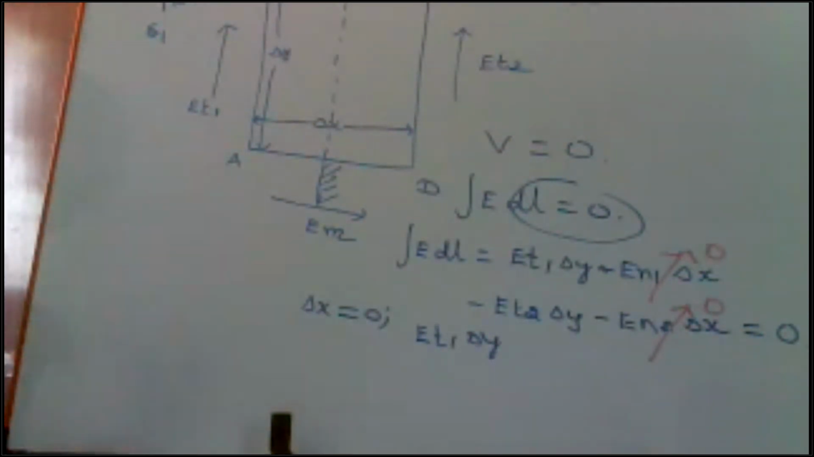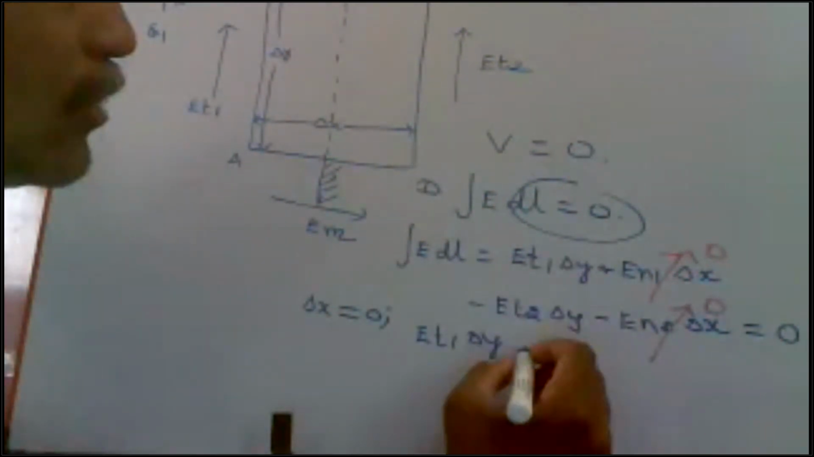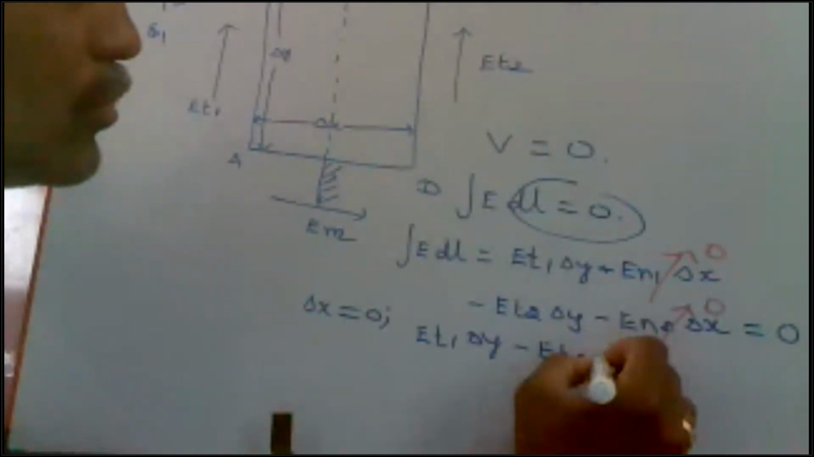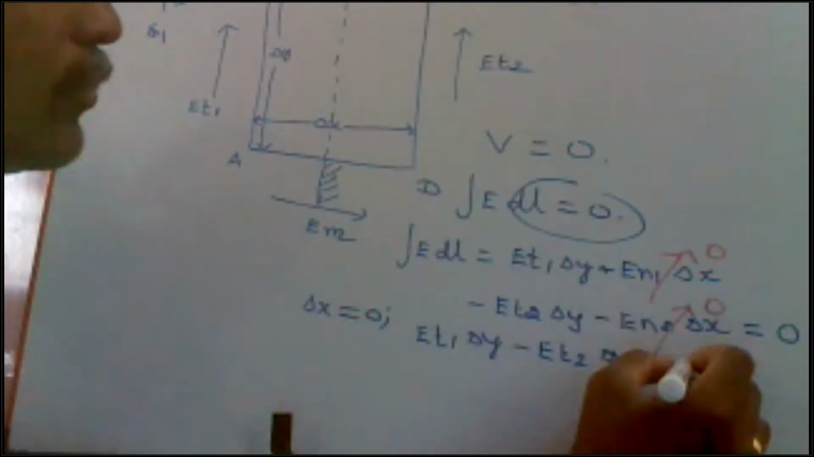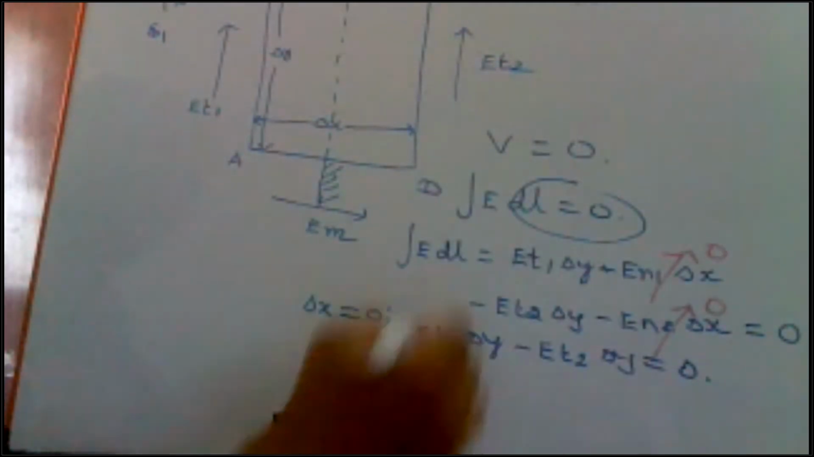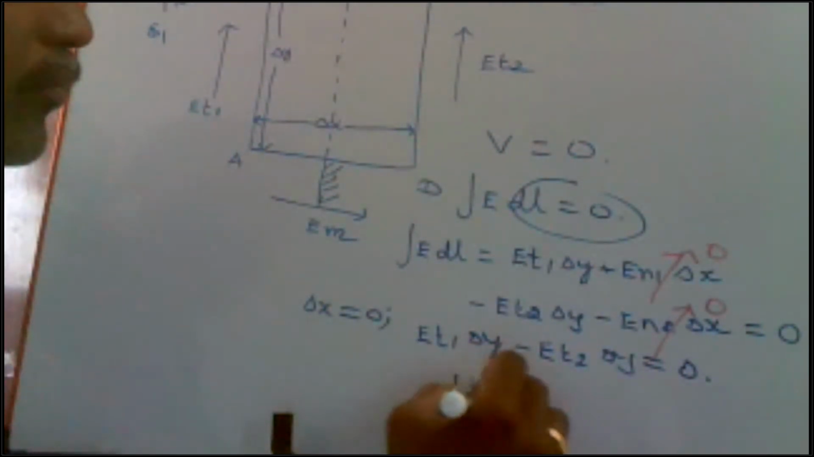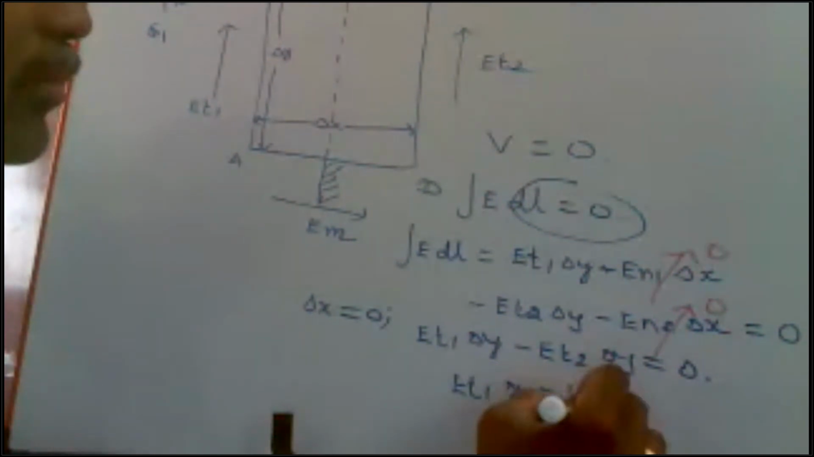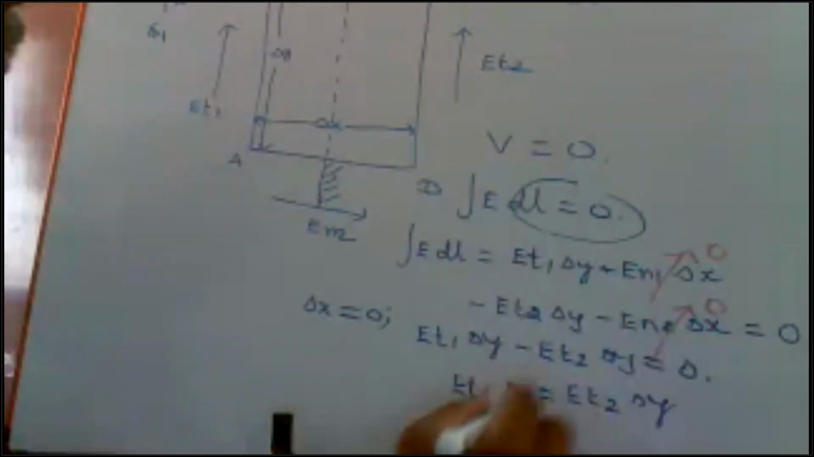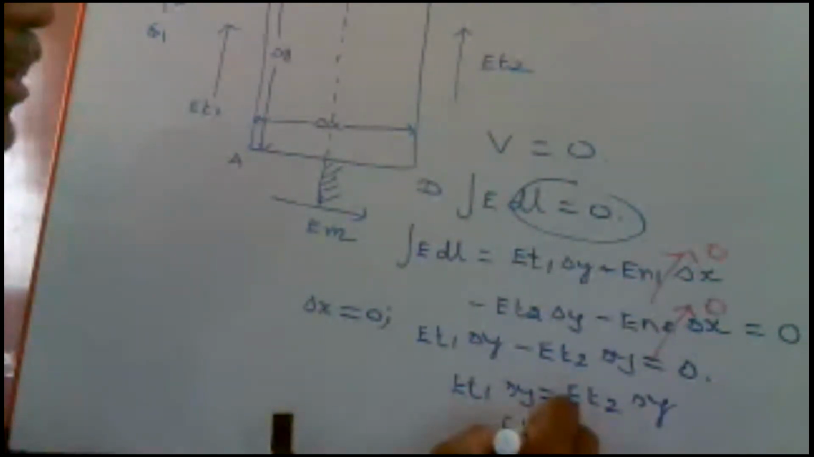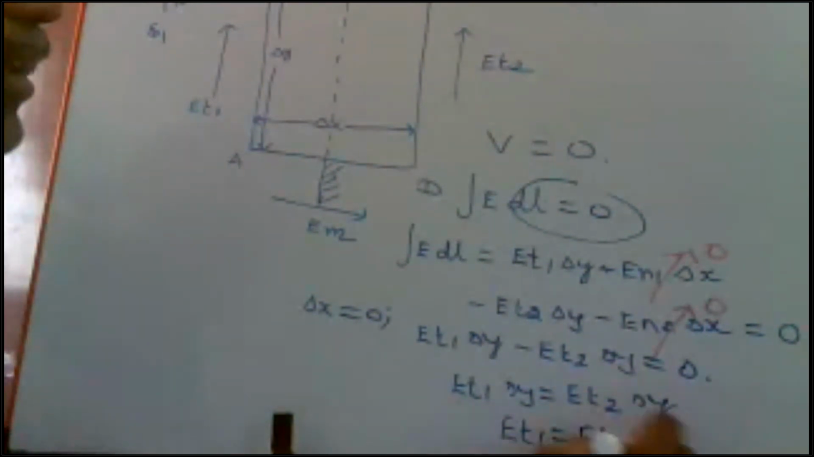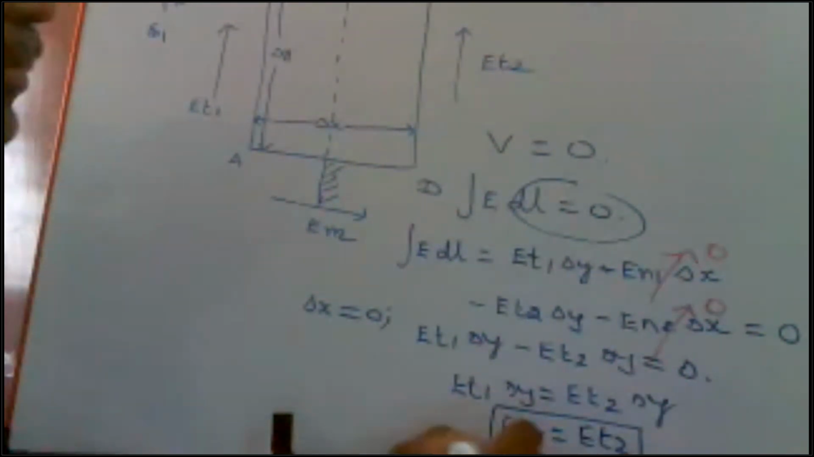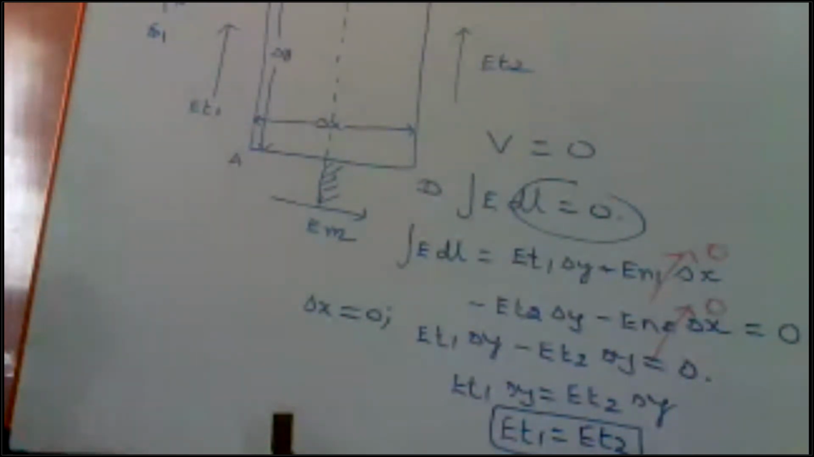கரெக்டா ஃபாலோ பண்ணுங்க, உங்களுக்கு ஐடியா கிடைக்கும். இந்த term 0 ஆயிடும், ஏன்னா del x 0. Similarly, this term will be 0. Why? Because del x is 0. So what is remaining? et1 del y minus et2 del y equal to 0 ன்னு கிடைக்கும். So இப்போ et2 del y அந்த பக்கம் எடுத்து போயிட்டா என்ன ஆகும்? et1 del y will be equal to et2 del y. Del y cancel ஆச்சு அப்படின்னா the answer is et1 equal to et2, which is our required expression.